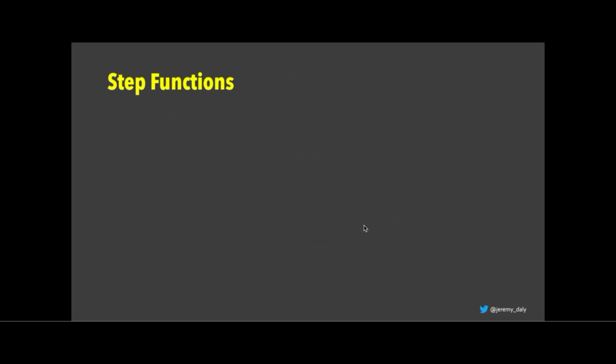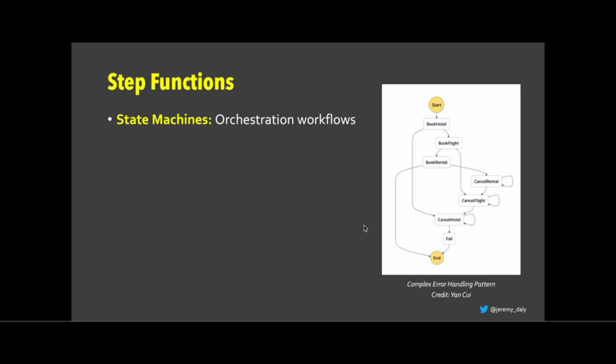So the last thing that we'll talk about in this is this idea of step functions. If you're not familiar with these, they're state machines, which allow you to do orchestration workflows. This is an example by Retry, who put together a Saga pattern using step functions and Lambda functions. And essentially what a step function allows you to do is create these really complex workflows with all kinds of guarantees and retry policies.